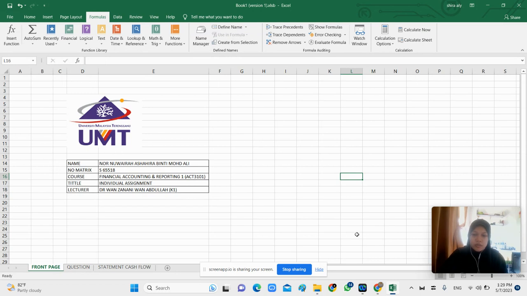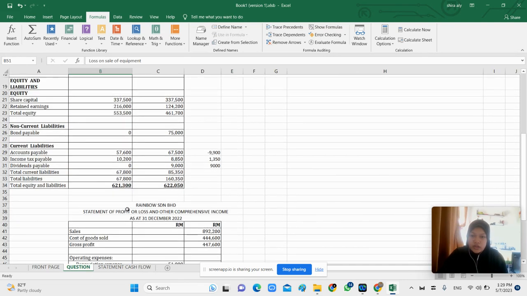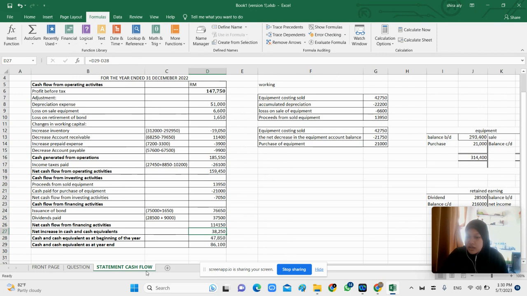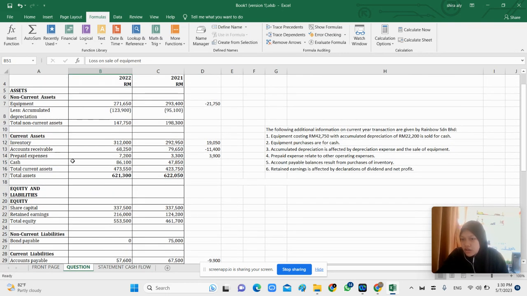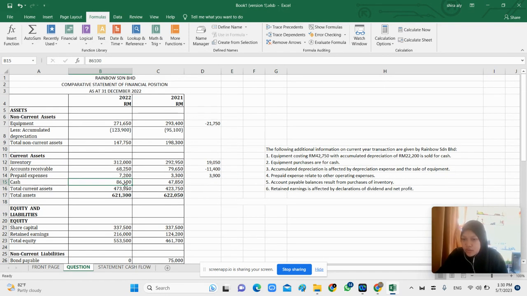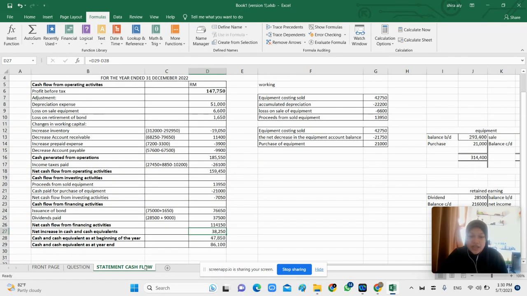So today I will show and explain about statement of cash flow. So the first step is we have to find a net change in cash and cash equivalent, which is we have to find in financial position cash. As we can see, we have a cash here, and then we have the ending balance of cash deducted with the opening balance of cash, and then we will get a net change in cash and cash equivalent.